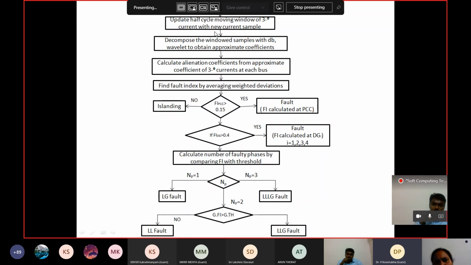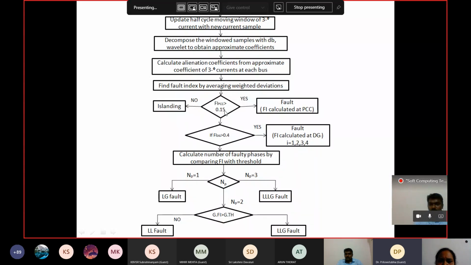Here the sampling frequency is 6400, so 6400 by 50 means 128 samples per cycle. It is sampled or decomposed at the rate of 128 samples per cycle. Decompose the windowed samples with the Daubechies wavelet to obtain approximate coefficients. I am not touching the detailed coefficients; I have taken only the approximate coefficients, the low frequency signals. Then calculate the alienation coefficients from the approximation coefficients, then the fault index by averaging the weighted deviation.